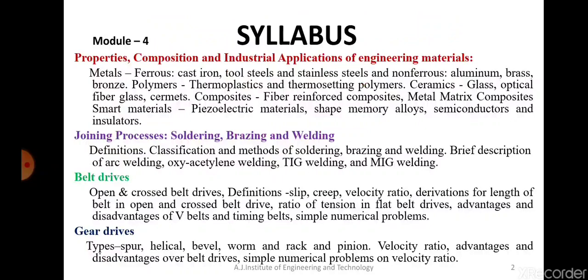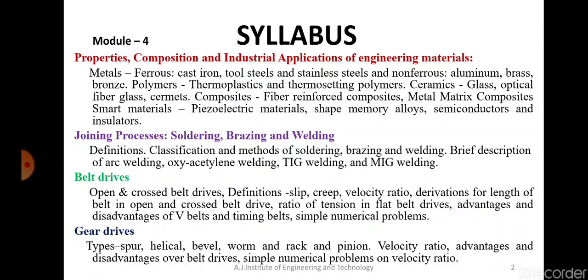So Module 4, as you can see in the slide itself, is a lengthier module compared to any other module actually. So there are a lot of things that need to be studied in this particular module. It is basically in 4 parts. So we'll just see what are the things that you'll be studying one by one. In the first part, you will have to study properties, composition and industrial application of engineering materials.